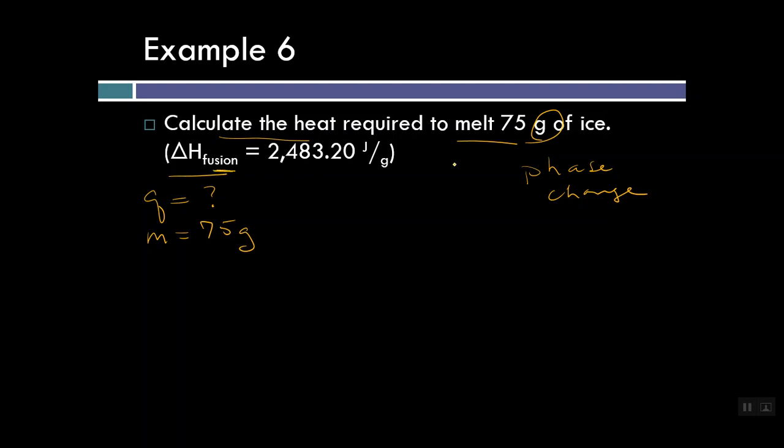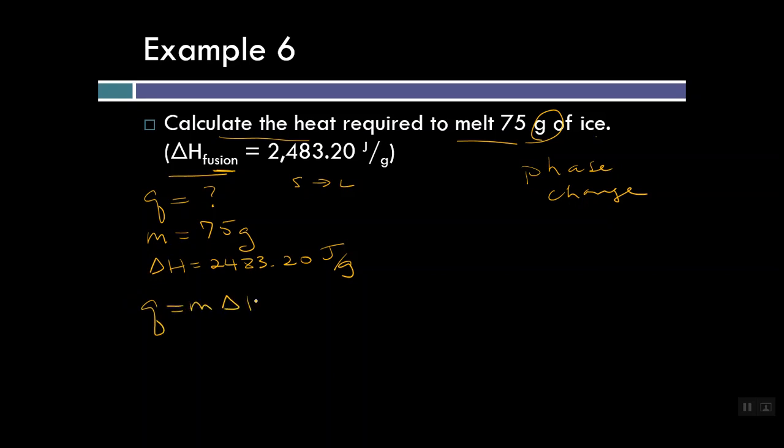Fusion, so that's another word for going from liquid to solid. Or no, I'm melting, I'm sorry, solid to liquid. All right, solid to liquid. So that is my enthalpy, and 2483.20 joules per gram. Okay, my knowns, my unknown, and now my equation.